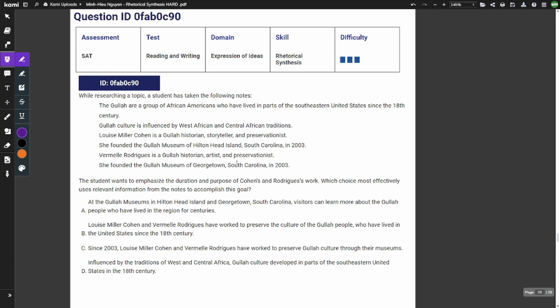Question number 20. Let's see what the task is, and it's 2. Emphasize the duration and purpose of Cohen's and Rodriguez's work. So, once again, we have to do 2 things.